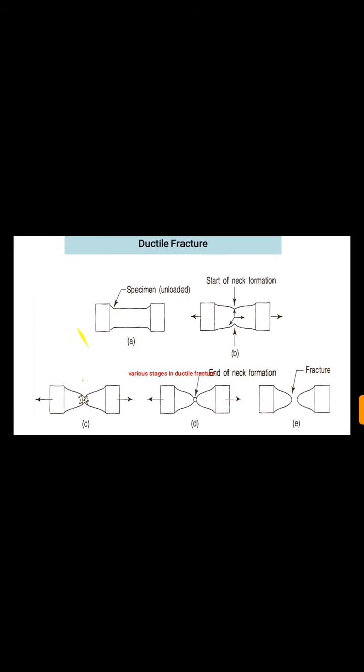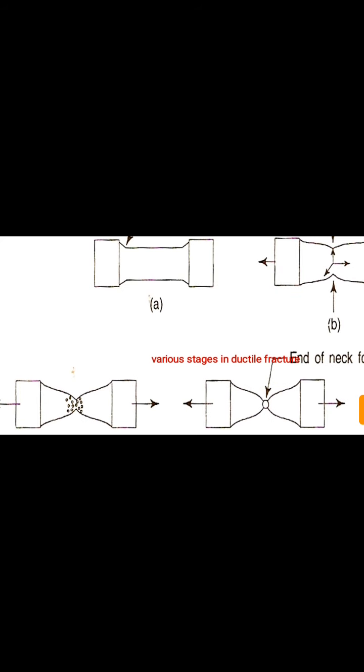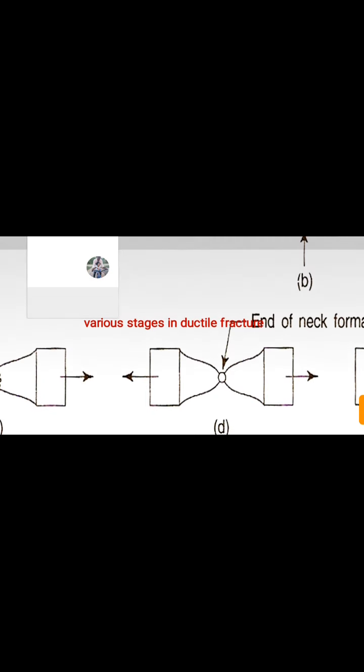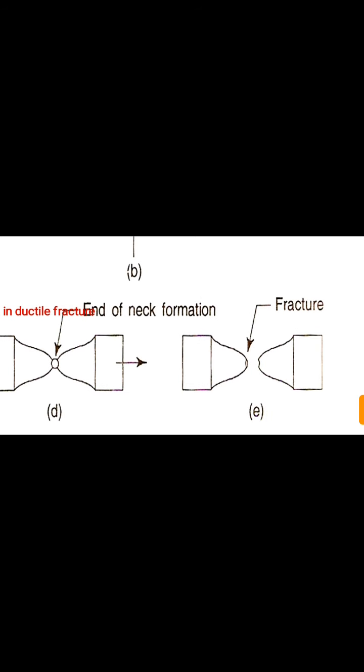Now look here, you can understand what it is. This is a specimen. If I apply tensile stress, the start of necking will form here. If you look here, the angle is exactly 45 degrees. Here, a crack at the necking will occur, and the crack develops throughout the material, and finally the necking ends and it breaks down.